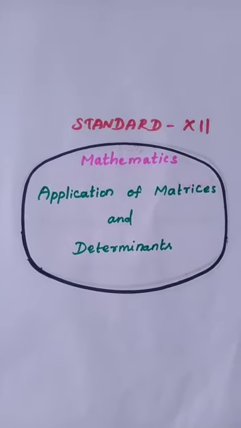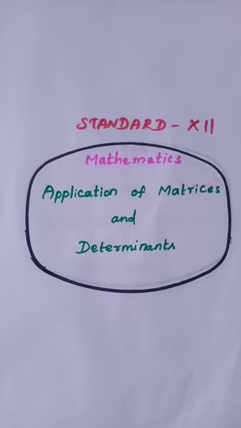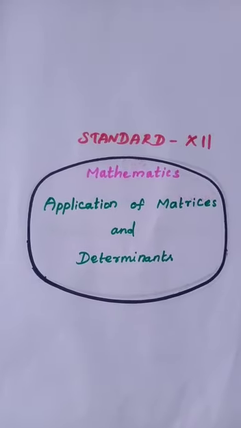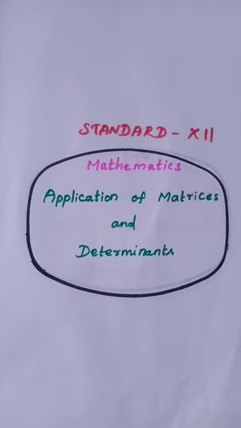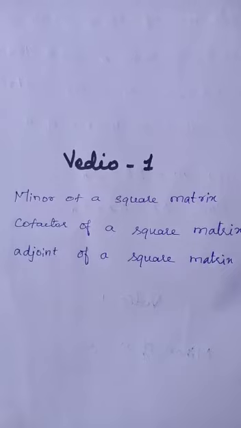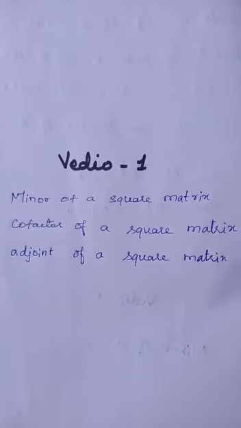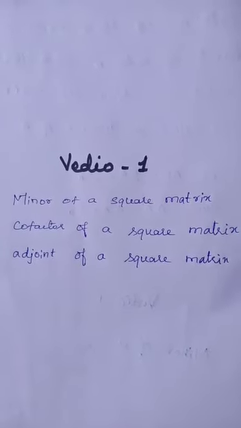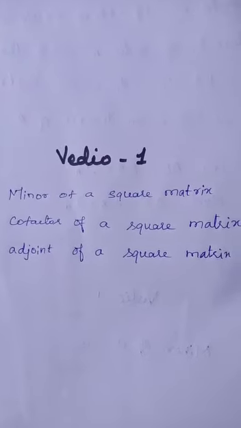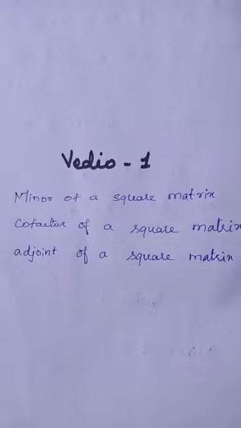Today I am going to teach the topic inverse of a square matrix. Dear children, before we jump into the topic, we shall recapitulate what we have already studied in my first video: minor of a square matrix, cofactor of a square matrix, adjoint of a square matrix. How do we find the adjoint of a matrix for the given matrix? That is all we studied in my first class.